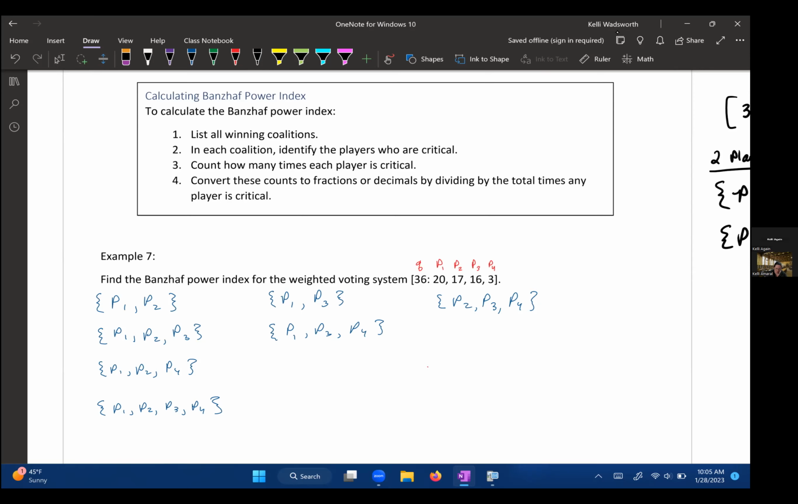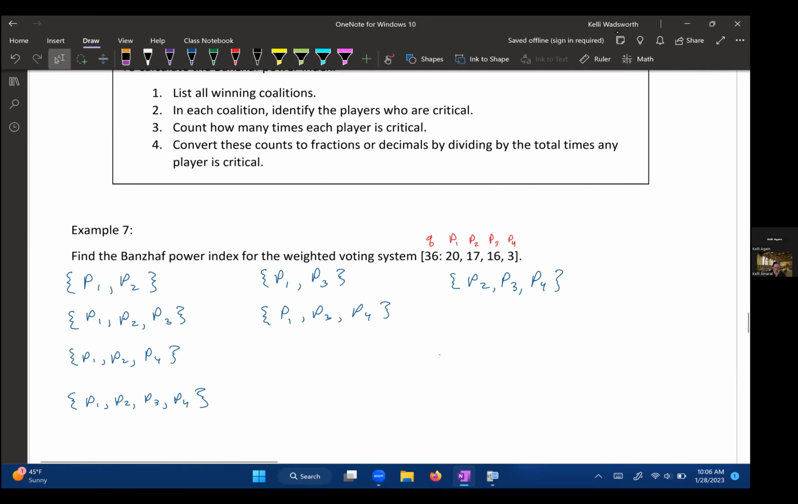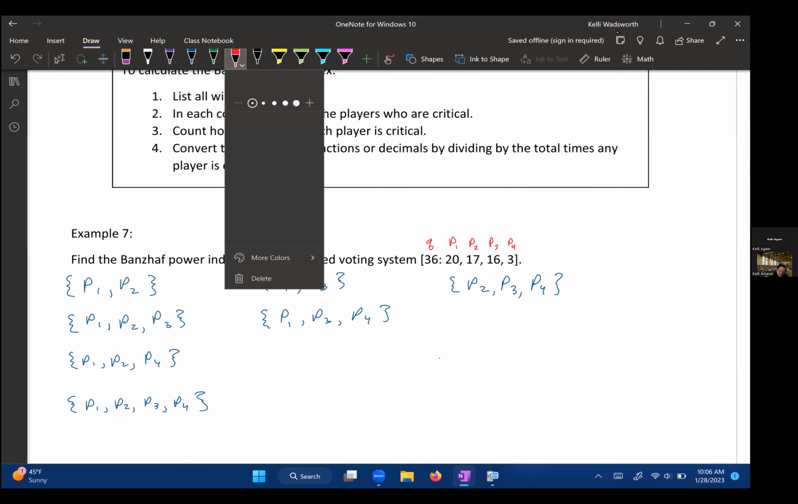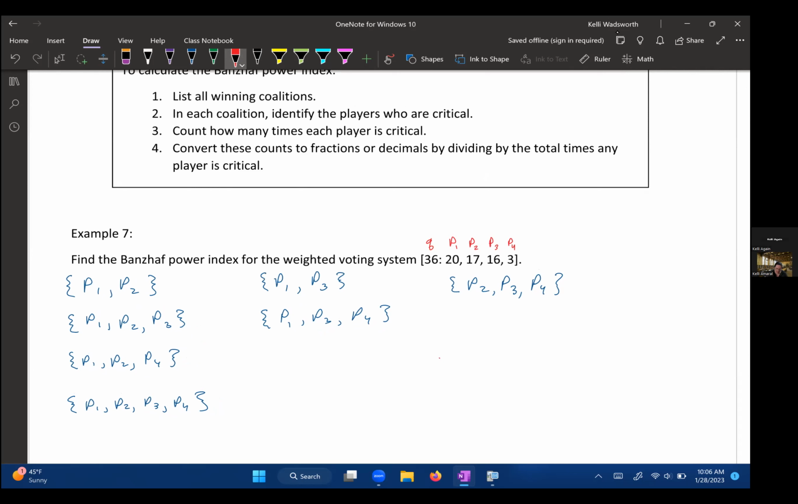Okay. We like it. Now what we want to do is, in each coalition, identify the players who are critical. I think I'm just going to underline them in red in the coalitions themselves. That's an easy way to do it. I think most books do it that way, if I remember correctly.